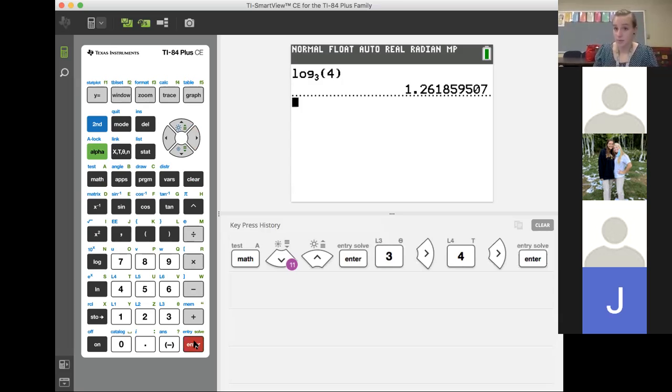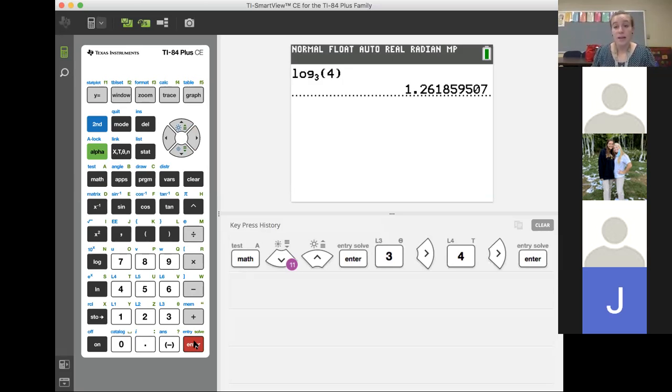Your answer is a decimal. That's the end. So on my paper, I'm going to write, oh, it says round to the 10,000ths. That's 4 places after the decimal. So I'm going to write 1.261 and 85 rounds to 9. So I've got 1.2619 as my answer.